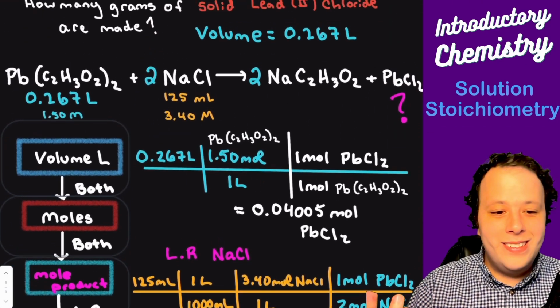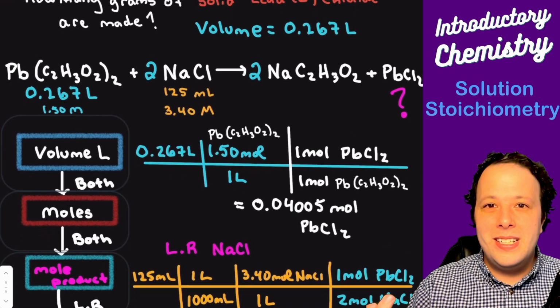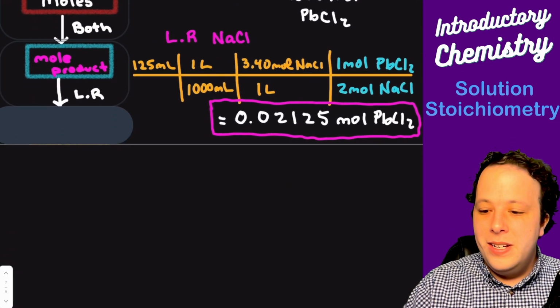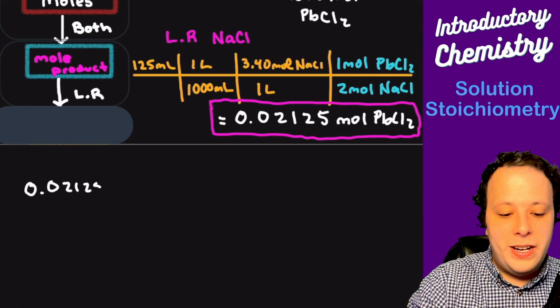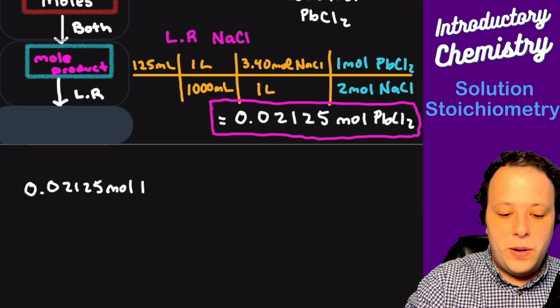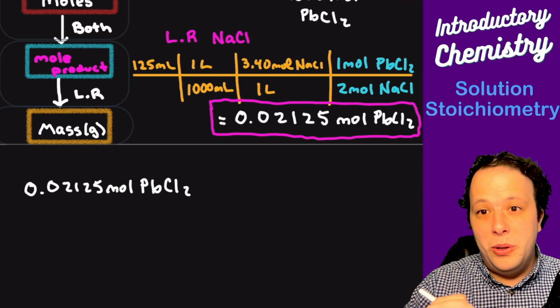Now, are we done? I wish. So what we have to do now is convert this to grams, which is our final step. So we're going to use our 0.02125 moles of lead chloride. And then how do we convert that to mass? We're going to use the molar mass.